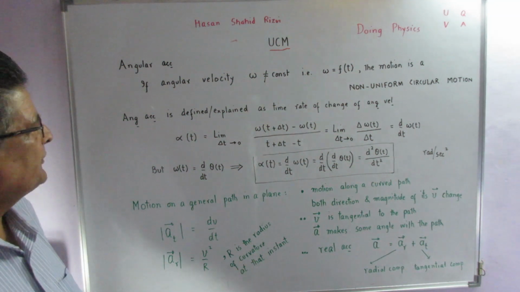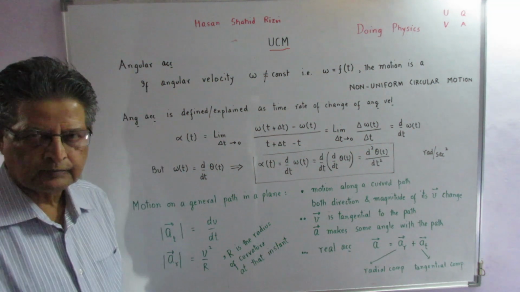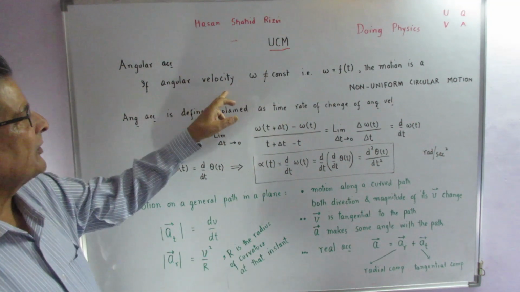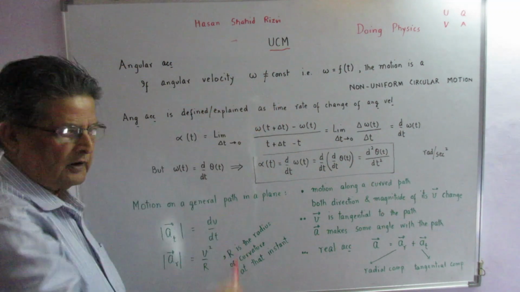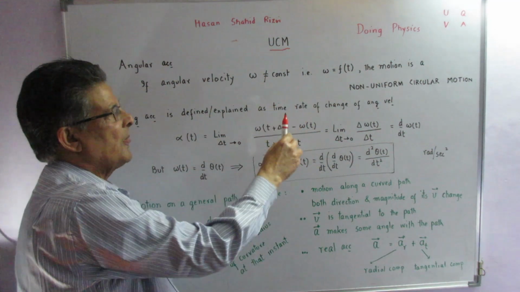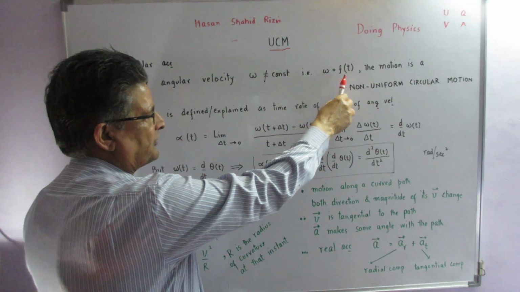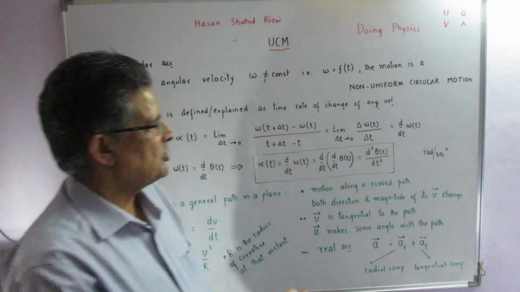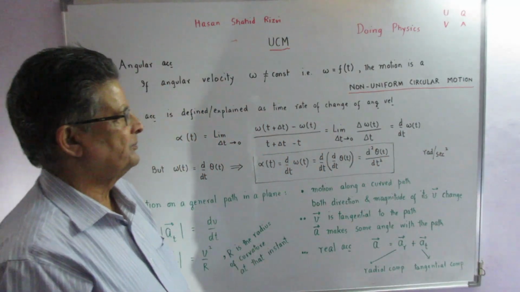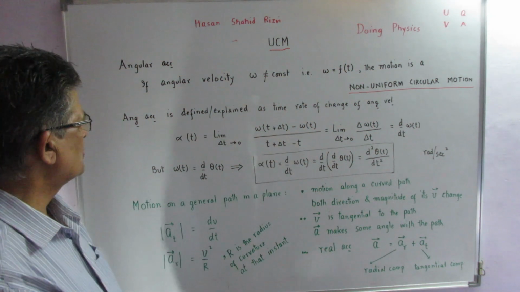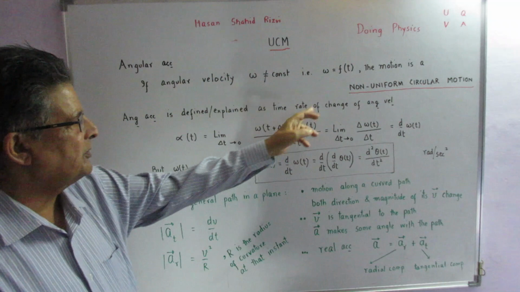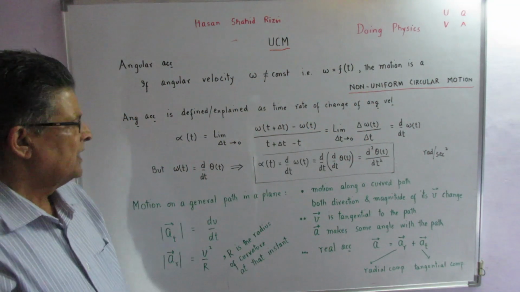So, I define angular acceleration. The definition of the angular acceleration is that if angular velocity omega is not a constant like it was in the last lecture, which means omega is a function of time t, then we say that our motion is not a uniform circular motion, but rather a non-uniform circular motion. So, in the non-uniform circular motion, we have angular acceleration, which is defined as the time rate of change of angular velocity. It's very simple.